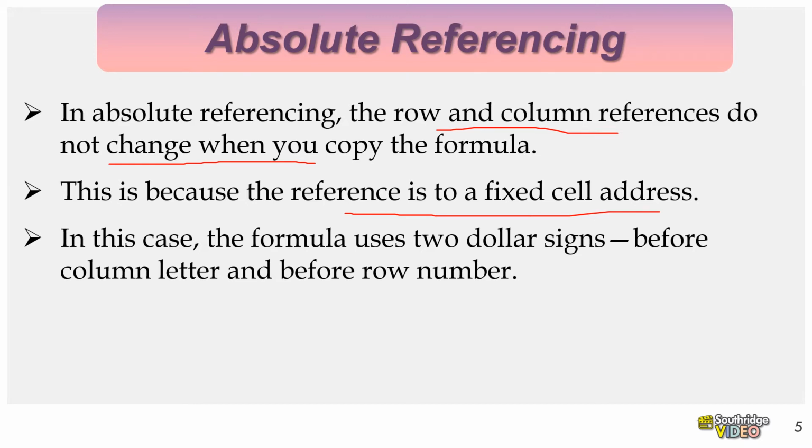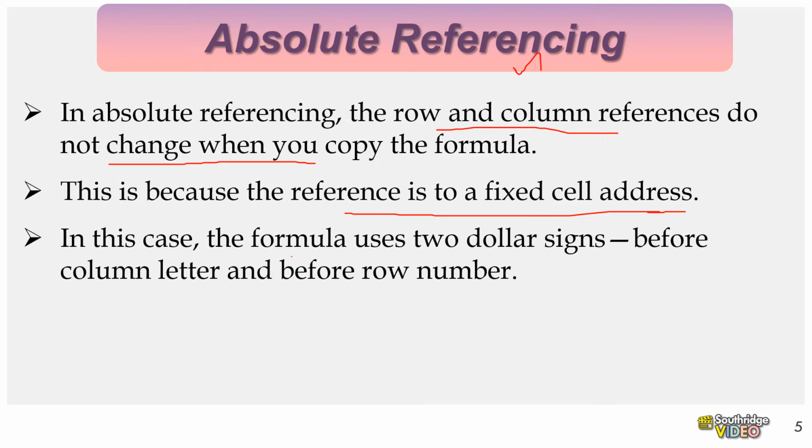22/7 or 3.14. You might have learned this in maths, right? Do you remember? Just recall this. Area of a circle, pi r squared. So in this case, this pi value is a fixed value. So if you want to use the reference value as fixed one, you can use this absolute referencing.